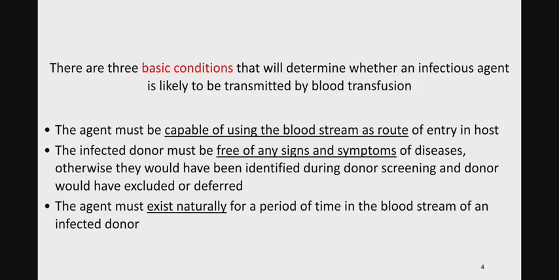There are three basic conditions that will determine whether an infectious agent is likely to be transmitted by blood transfusion. First, the agent must be capable of using the bloodstream as the route of entry in the host. Second, the infected donor must be free of any signs and symptoms of the disease. Otherwise, they would have been identified during donor screening and the donor would have been excluded or deferred. Third, the agent must exist naturally for a period of time in the bloodstream of an infected donor.